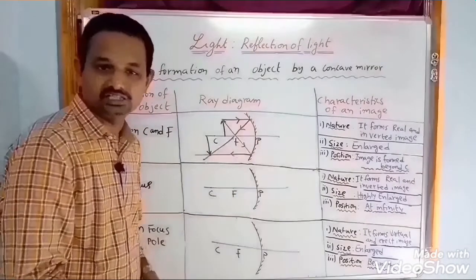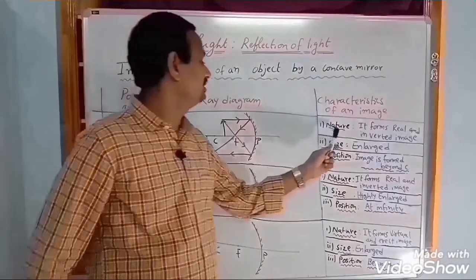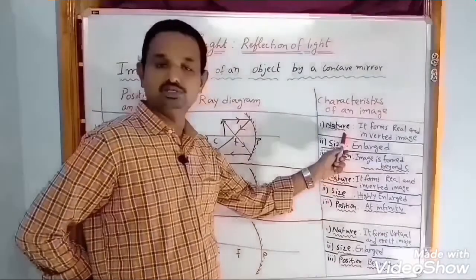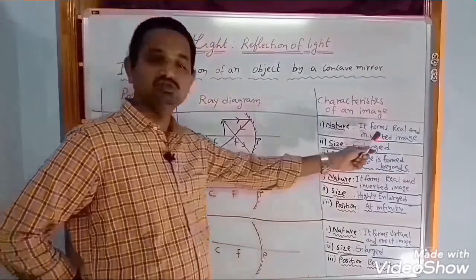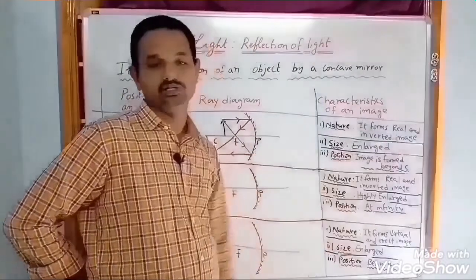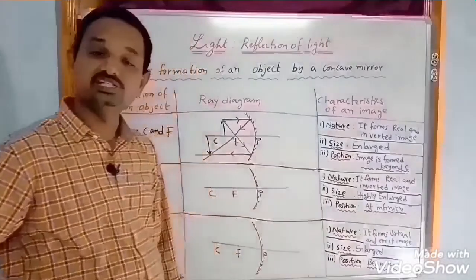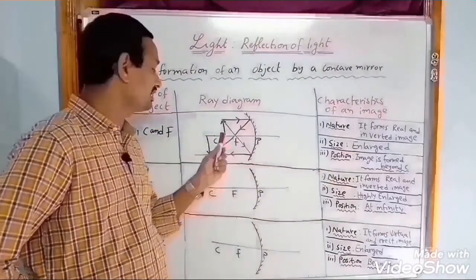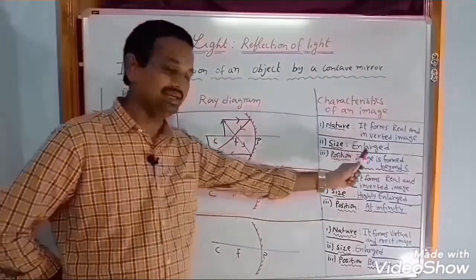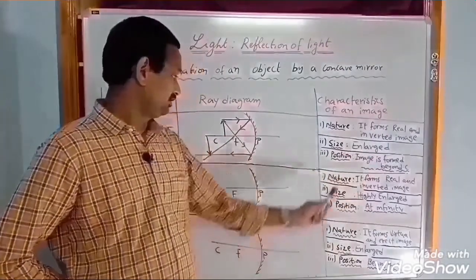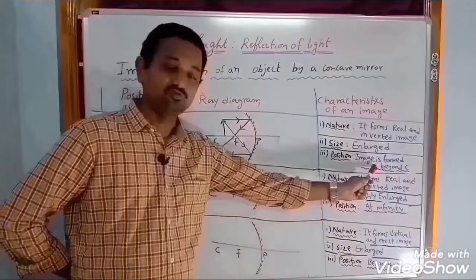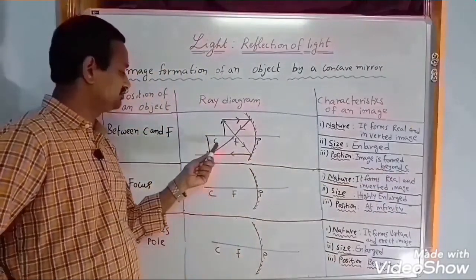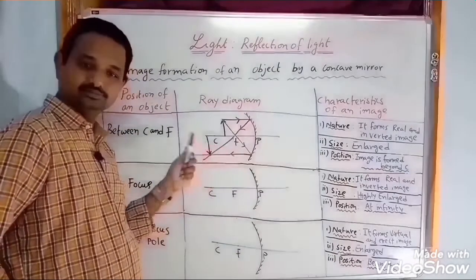What are the characteristics of an image? First one, nature. What is the nature of the image? Here it forms a real and inverted image. What about its size? Its size is enlarged. It is more than the object size, so its size is enlarged. What about its position? The image is formed beyond C. So here, look, the image is formed beyond C.